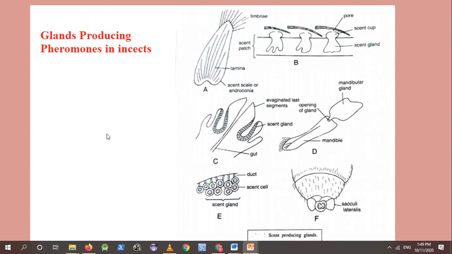Now this slide shows glands producing pheromones in insects. These are called scent patches. They are present in the wings. Then these are scent glands, mandibular glands. These are present in the anal glands. So these are various types of scent producing glands, or pheromone producing glands, in insects.